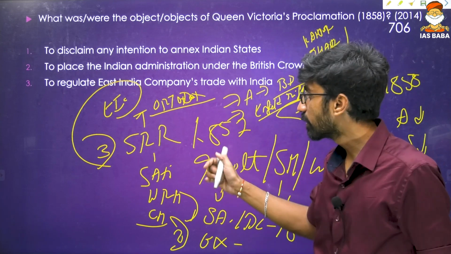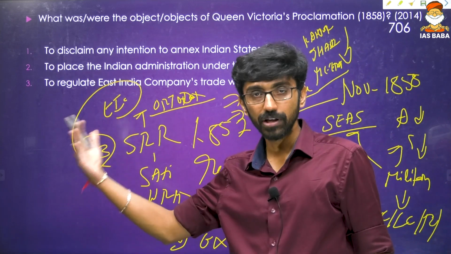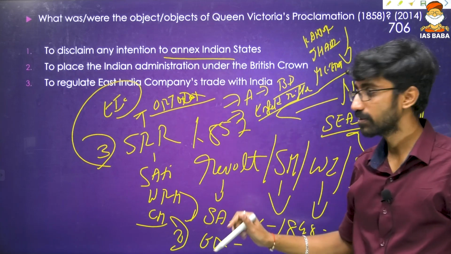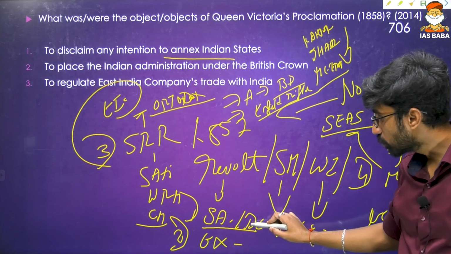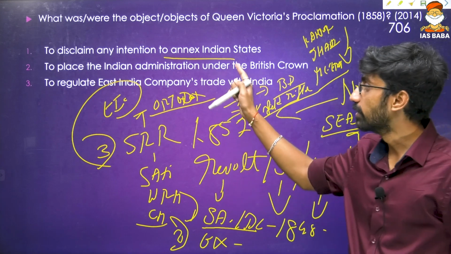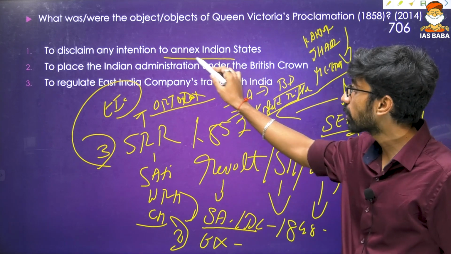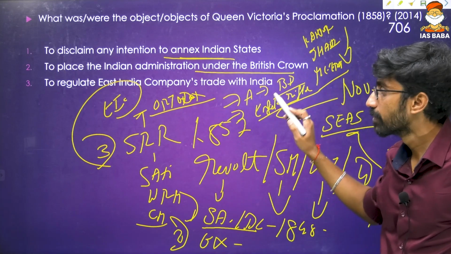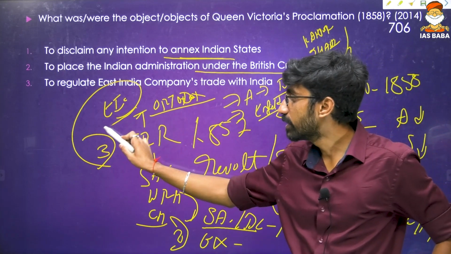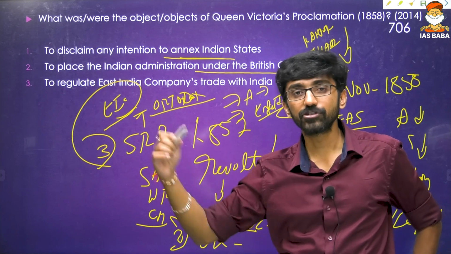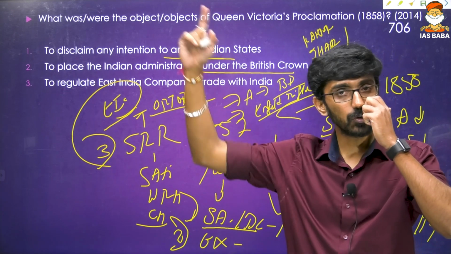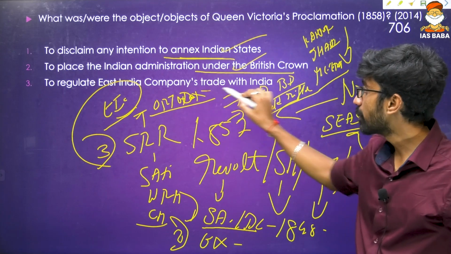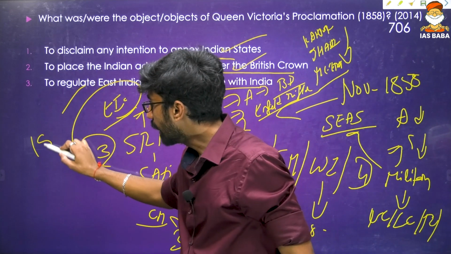And after 1857 revolt, Queen made a proclamation, that is in 1858, that we are not going to annex Indian states, because annexing of Indian states through doctrine of lapse and subsidiary alliance led to 1857 revolt. So Queen proclaimed that we are not going to annex Indian states. To place the Indian administration under the British crown, now the British government made East India Company responsible, and now they shifted the administration of India directly to British crown or British Parliament. This is right, this is wrong. To regulate East India Company's trade with India, and that happened in 1813 Act.